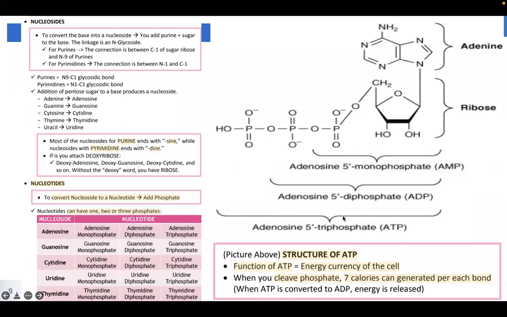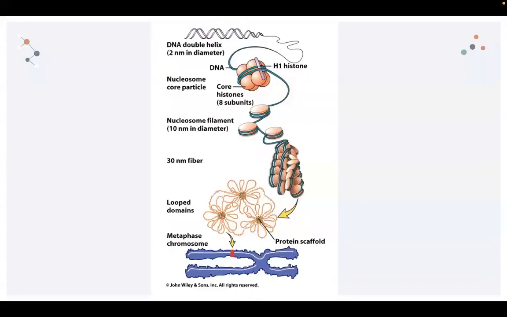Okay? So, si adenosine triphosphate, si ATP, the function of your ATP is it is your energy currency of the cell. When you cleave phosphate, 7 calories can be generated per each bond, where ATP is converted to ADP. Ibig sabihin, may na-release na energy. So, from ATP, adenosine 5' triphosphate, naging adenosine diphosphate. Ibig sabihin, may na-release na energy doon sa action na yun. So next, we have yung structure po ng tinatawag natin na DNA inside your chromosomes.